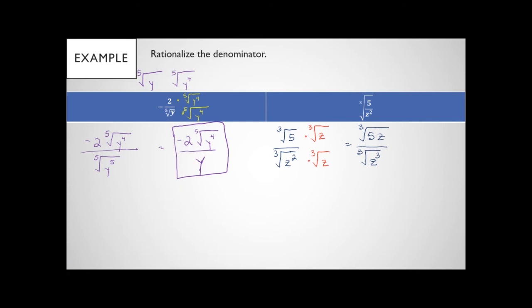So we've got the cubed root of 5z over the cubed root of z cubed. So now the cubed root and the z cubed, those can cancel. So that way I just have a z in the denominator. And then in the numerator, I have my cubed root of 5z.